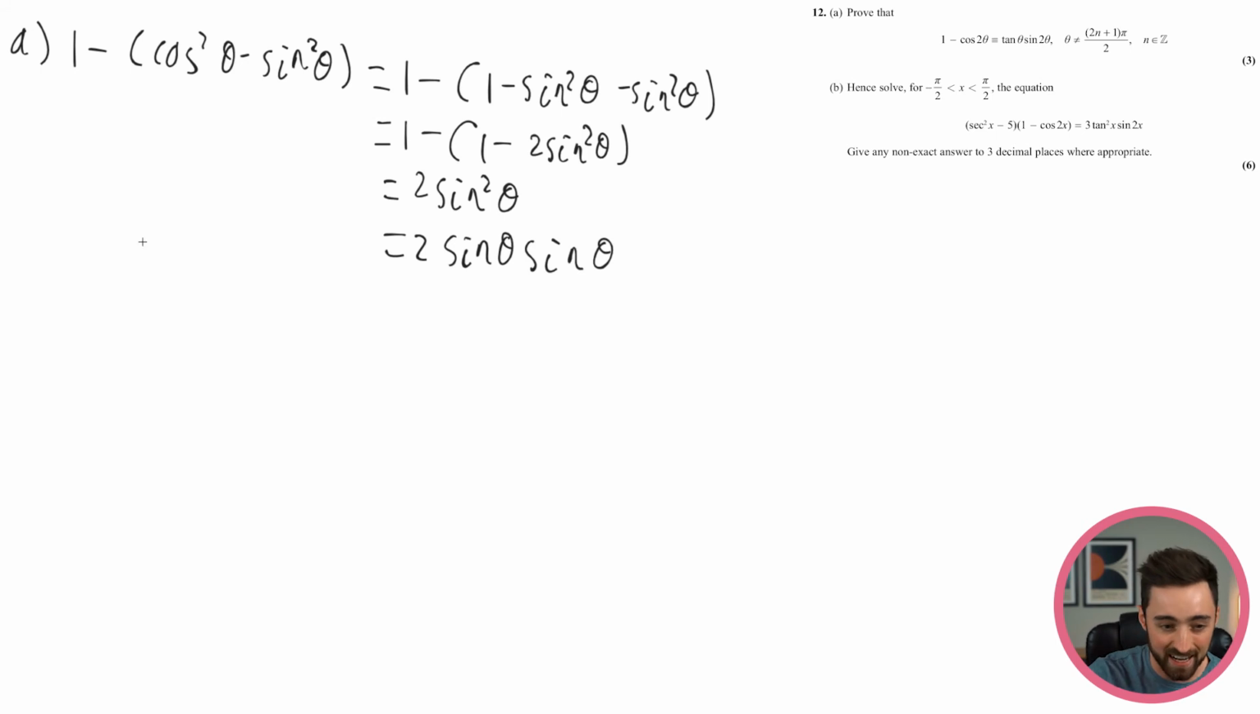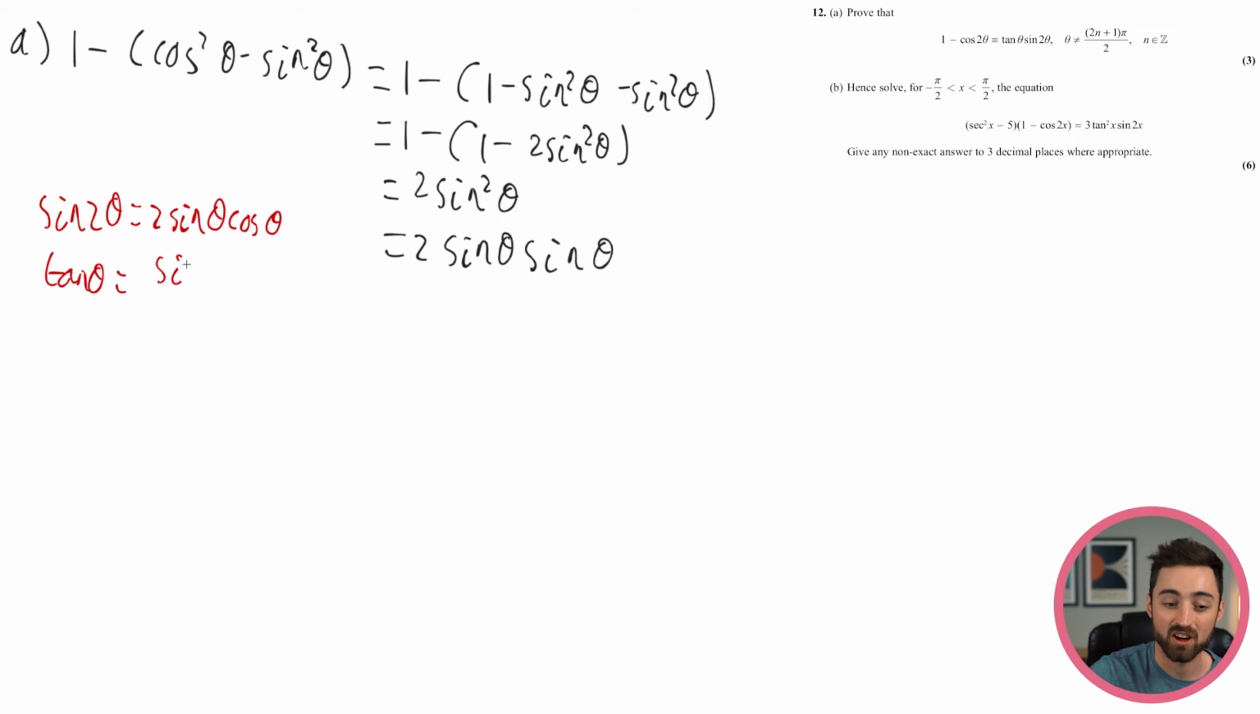So sine of 2 theta is 2 sine theta cos theta. And tan of theta is sine theta over cos theta. So if you look here, this 2 sine I can use as a part of this sine of 2 theta. And then this other sine I can use as a part of this sine theta over cos theta. So look at how I'm going to do this. I'm going to times and divide by cos simultaneously. It's a cheeky one, but you'll like it.